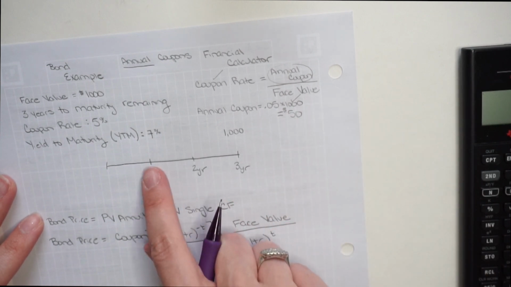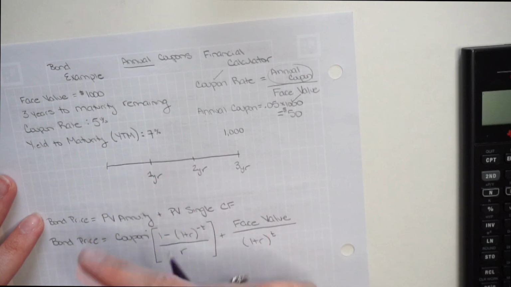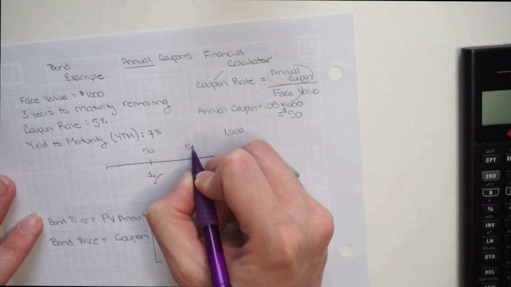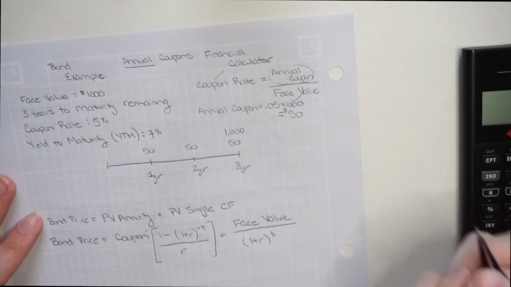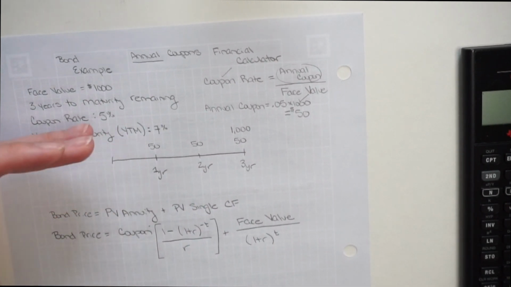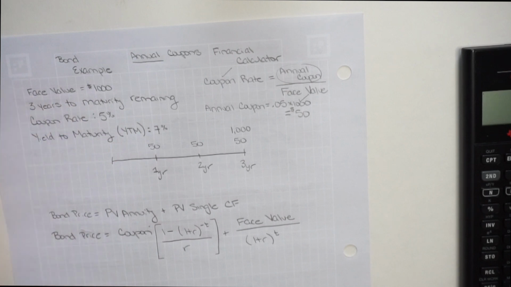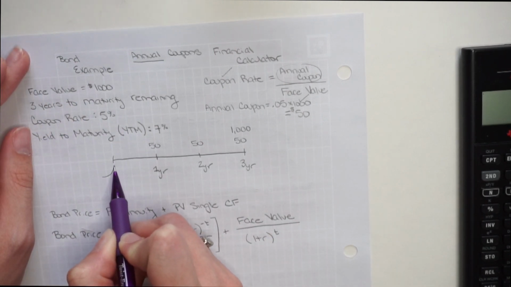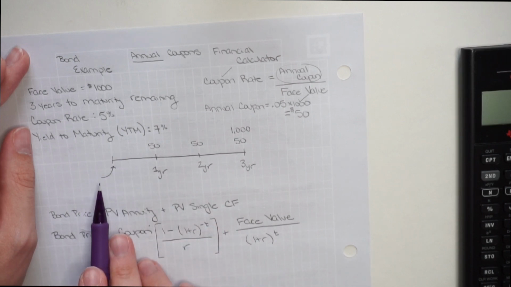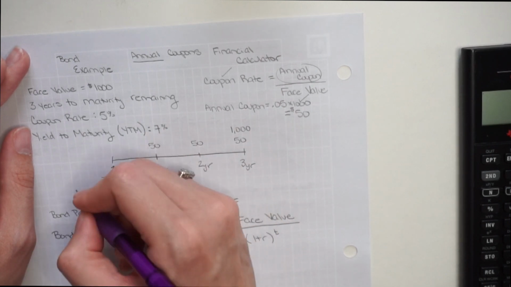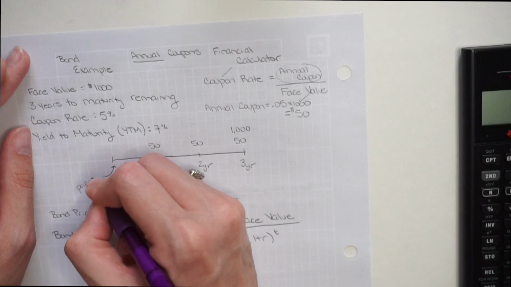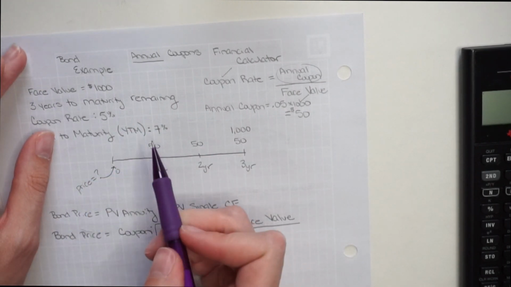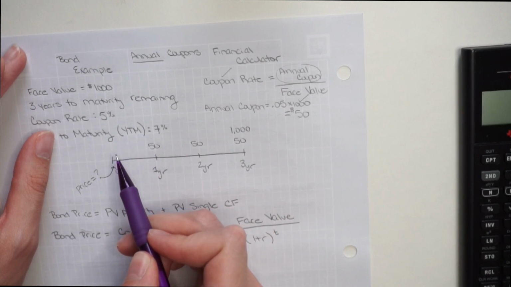Now, these are annual coupons, so they're going to happen once each year at the end of each year. So I'm going to have 50, 50, 50. Now I've identified all of the cash flows on my timeline. Next up, I want to figure out what the bond value, or the bond price, is at time 0. To do this, I have to discount back each one of these cash flows.